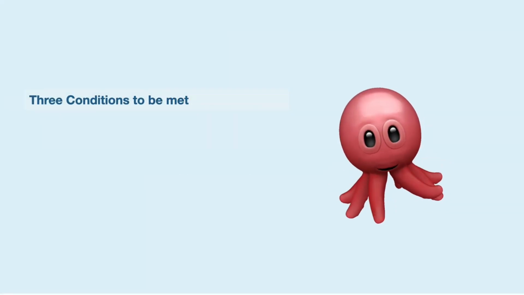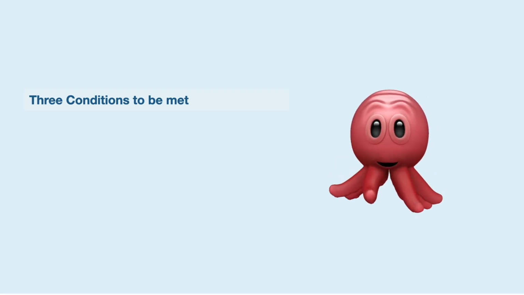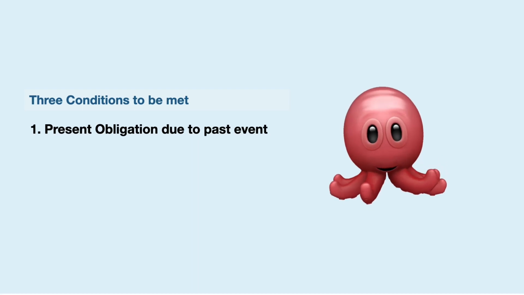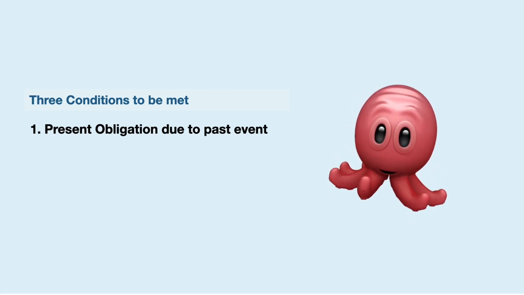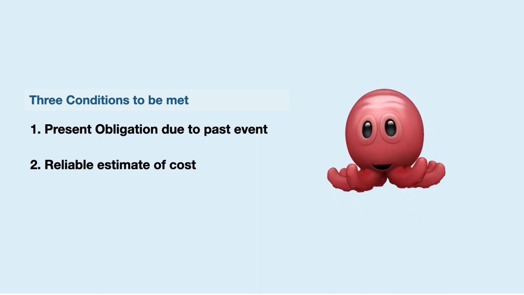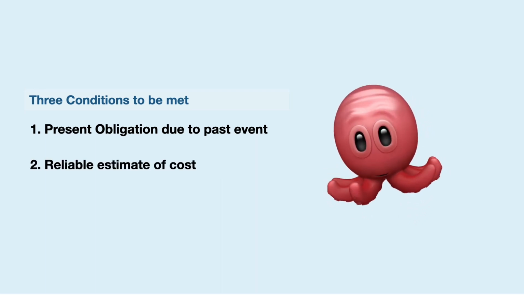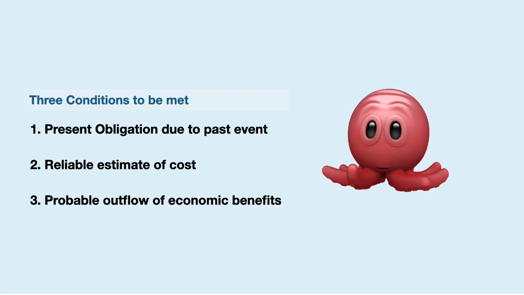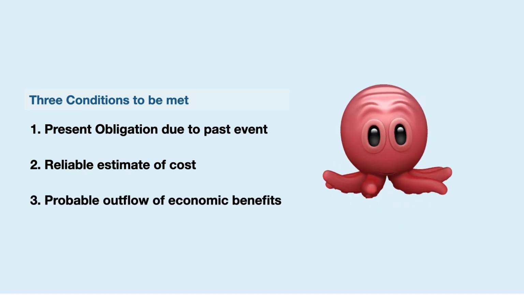According to IAS 37, to recognize a provision, there are 3 conditions that need to be met. The first condition is that there should be a present obligation due to past events. The second condition is that there should be a reliable estimate on the cost. The third condition is that there should be a probable outflow of economic benefits.